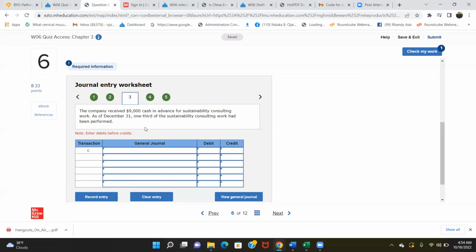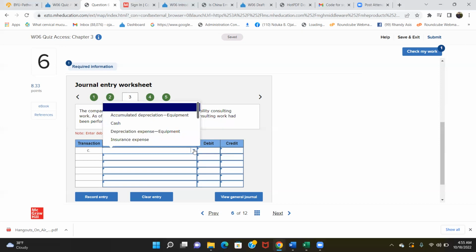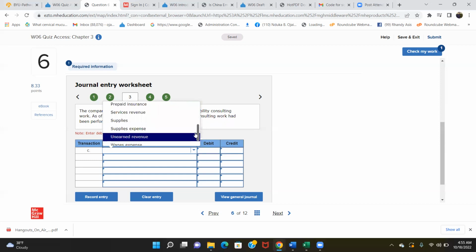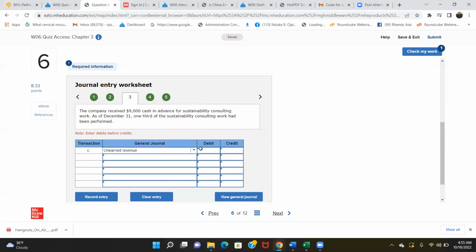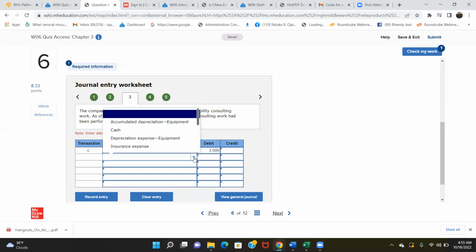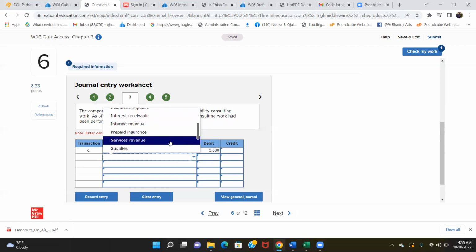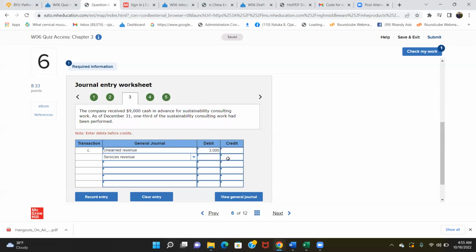So to post it in the general ledger, you are going to go to, let's see, click on unearned revenue and debit it for $3,000, and then you're going to credit, let's see, service revenue. That's what you're going to credit, service revenue for $3,000. That ends question number 3.